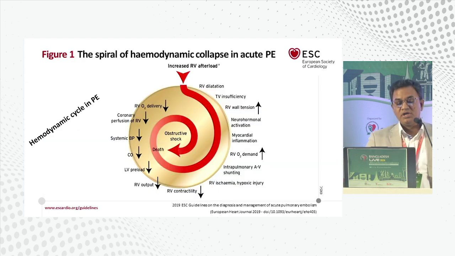These are the hemodynamic changes in acute pulmonary embolism. What happens when acute pulmonary embolism occurs? There is increased RV afterload that leads to decreased RV output, and ultimately decreased LV preload, decreased cardiac output, and decreased RV oxygen delivery. If untreated, the patient may progress to obstructive shock and death.